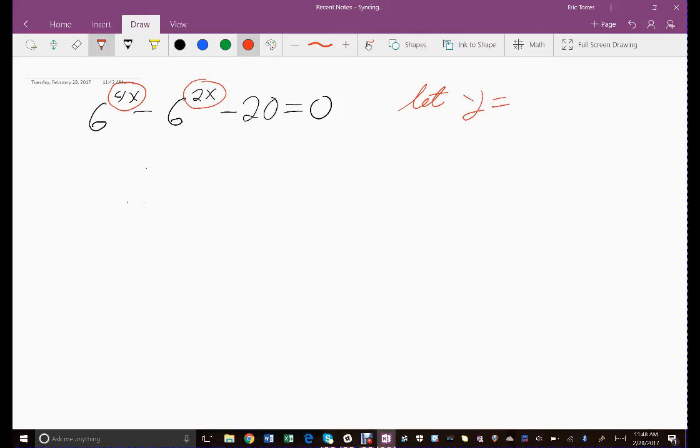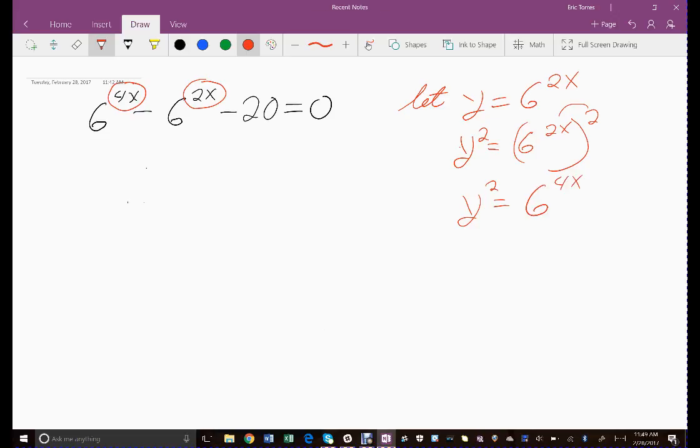So what I could do is let y equal 6 to the 2x. Let me show you why that works. Because I'm going to square both sides. y squared equals 6 to the 2x, squared. And when you square in this format, all you do is multiply the exponents. So 2x times 2 is 4x.